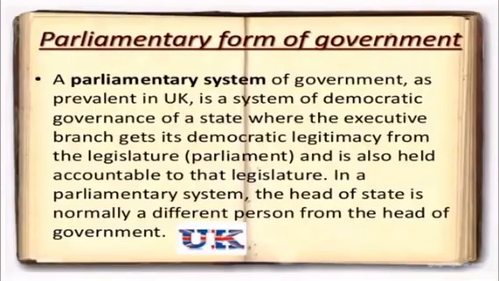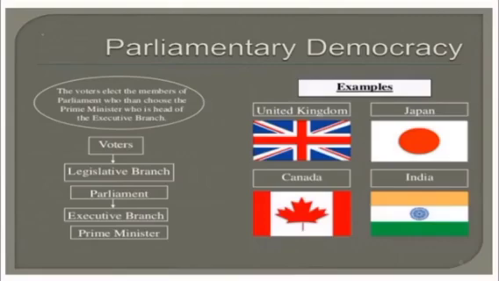So, a parliamentary system of government as prevalent in UK is a system of democratic governance of a state where the executive branch gets its democratic legitimacy from the legislature, which means parliament, and is also held accountable to that legislature. In a parliamentary system, the head of state is normally a different person from the head of government. In parliamentary democracy, the voters elect the members of parliament who then choose the prime minister, who is head of the executive branch. Examples are United Kingdom, Canada, Japan, and India.